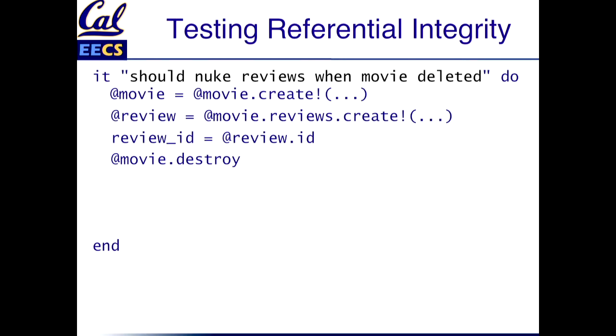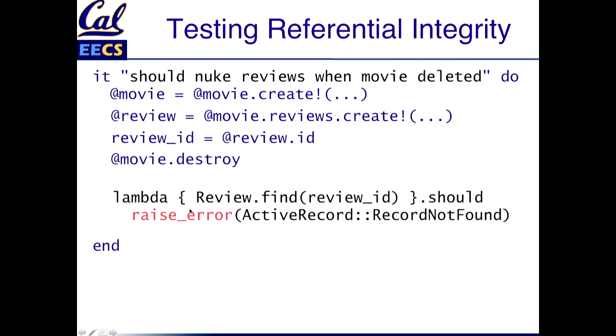And by the way, you should always be asking yourself the question, whichever choice I make, how would I test it? So here's an example of how you might test for referential integrity, that it should destroy the reviews when you delete the movie. Well, you could create a movie. You could create one or more reviews for that movie all inside of your test case. You could destroy the movie after remembering the ID of the review.